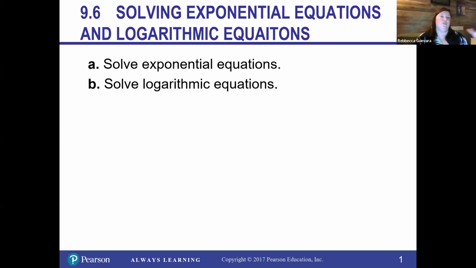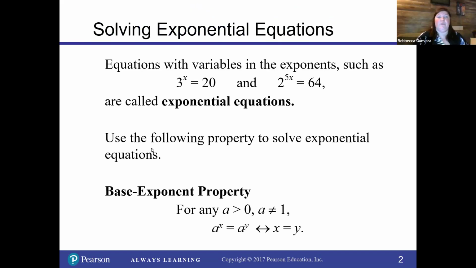All right, so for 9.6, we are going to go through solving logarithmic and exponential equations. So we've seen a little bit about how we use logs and exponents to undo equations. So we're going to use a little bit of that here. First, we're going to start with solving exponential equations.